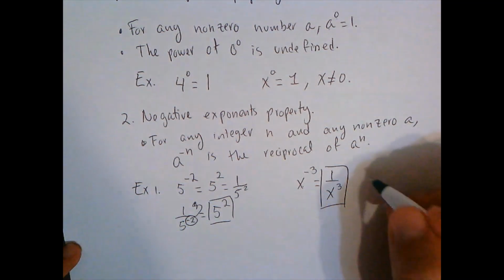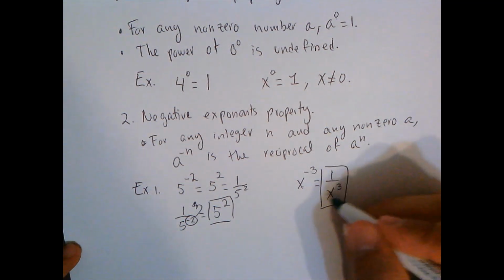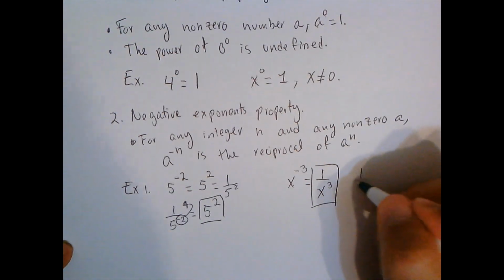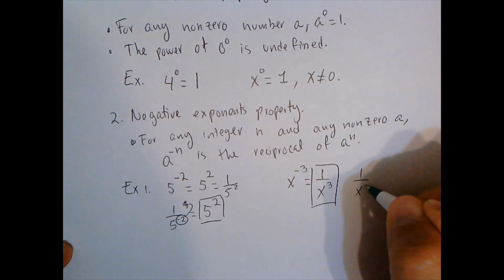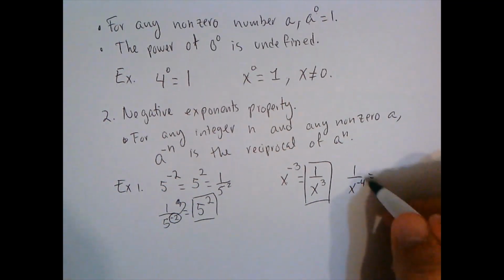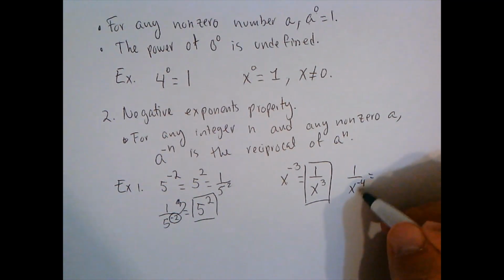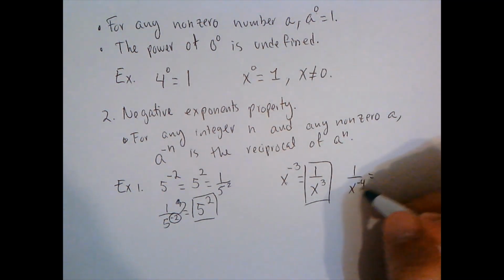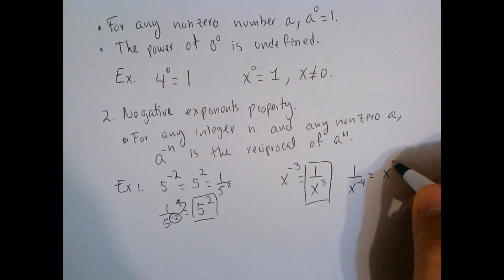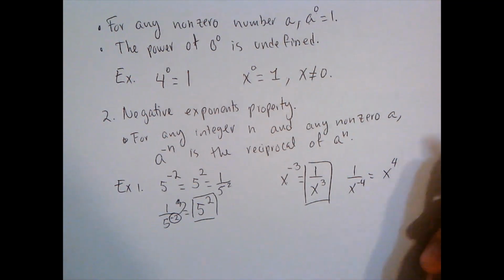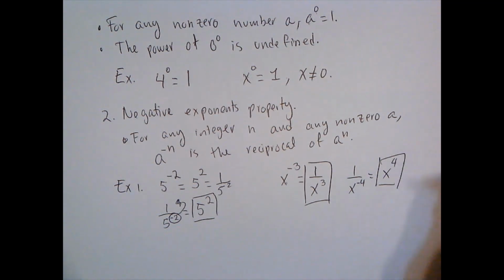And the inverse will be true, which is if I have 1 over x to the power of negative 4. In order to make this exponent positive, because we don't work with negative exponents, I will just move it to the numerator, which is just the reciprocal, x to the power of 4. And that will be my answer.